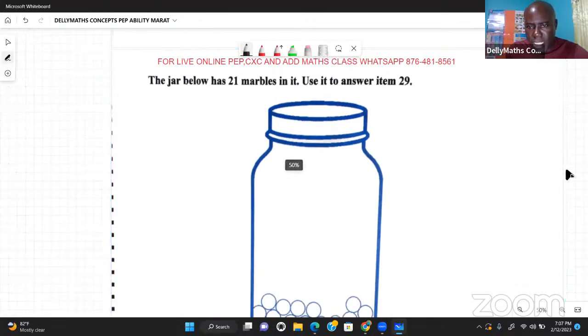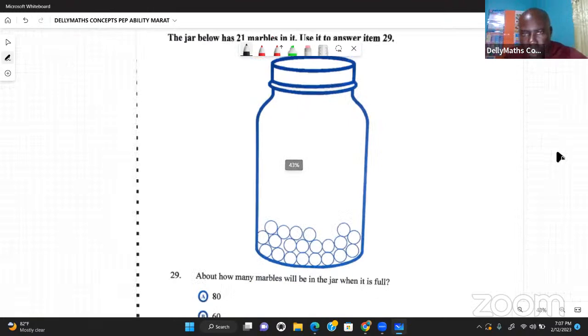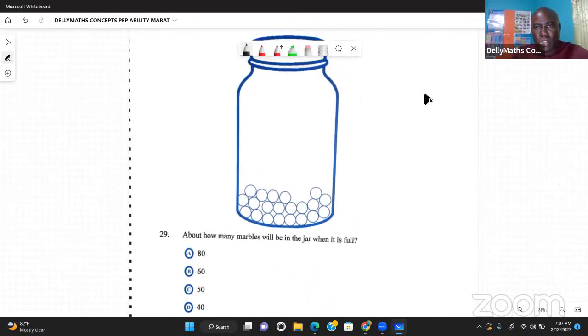All right, let's go at this. This one, I've got to minimize for this. Let us take a look. The jar below has 21 marbles in it. Use it to answer 29. So they're saying that is 21 marbles. Let me set the screen right there. What I'm looking at there is 29, right? About how many marbles will be in the jar?